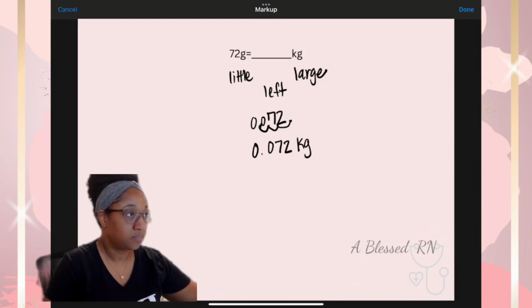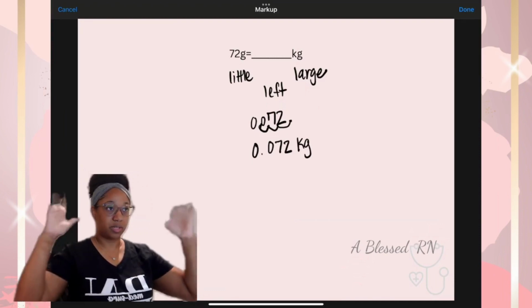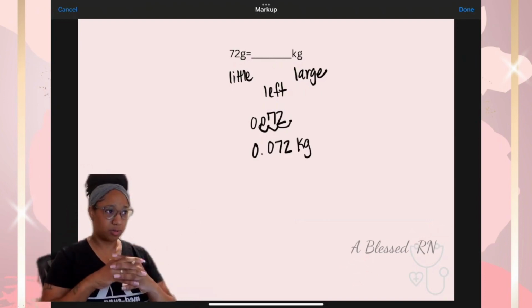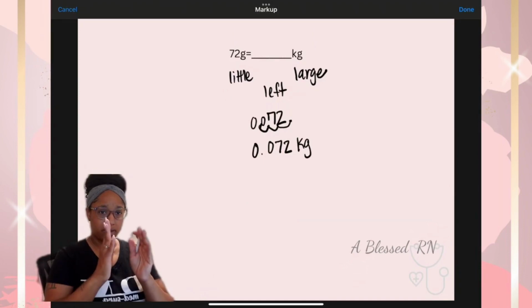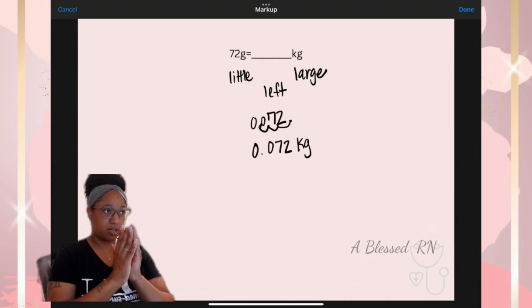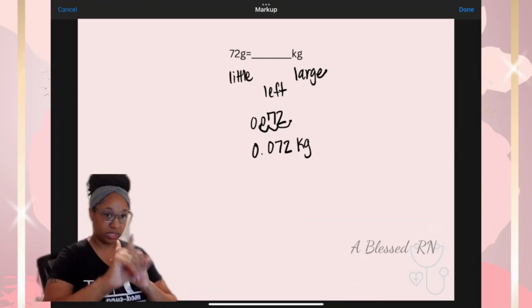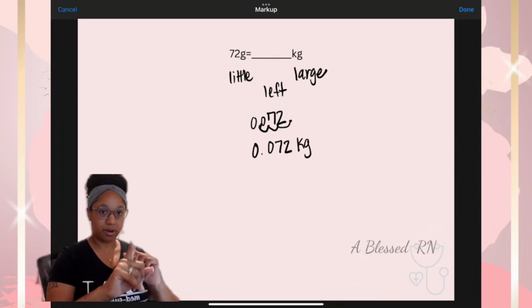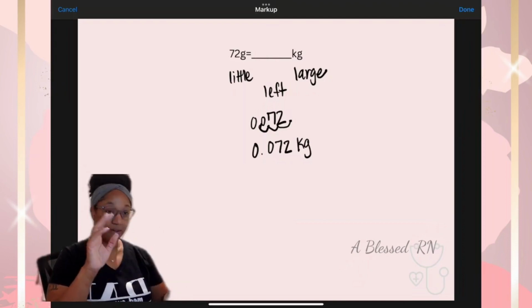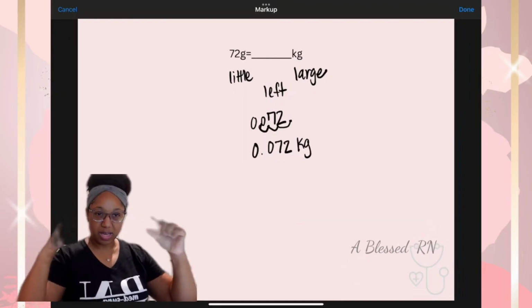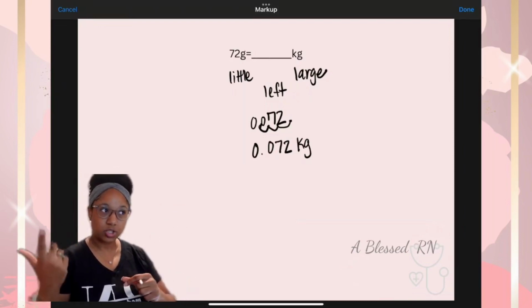Because remember, a kilogram is a big thing. So you can kind of look at it too. If you've got a gram and that's your base unit, you're going to a kilogram. 1,000 grams is 1 kilogram. So you don't even have 1,000 grams, so you know that your number is going to get smaller. So you can think about it in kind of like spatial analysis too.